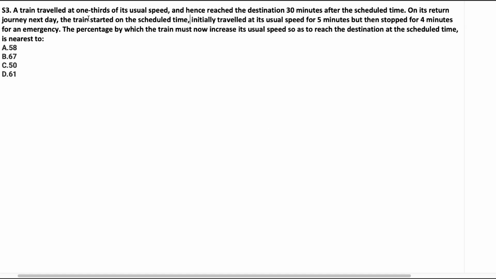So let's look at the question. A train travels at 1/3 of its usual speed, hence reached the destination 30 minutes after the scheduled time. On its return journey next day, the train started on the scheduled time, initially traveled at its usual speed for 5 minutes, but then stopped for 4 minutes for an emergency. The percentage by which the train must now increase its usual speed so as to reach the destination at the scheduled time is nearest to. So you have to find the change in speed required, and you have to find it in percentage.